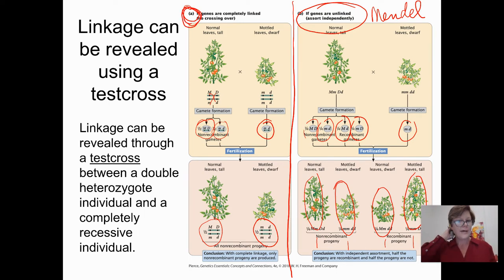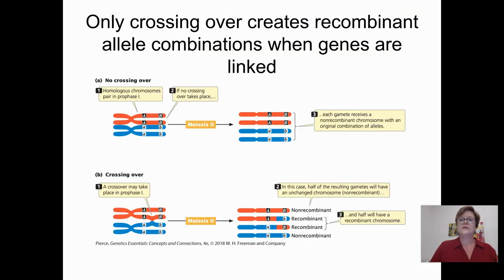Okay. In reality, when genes are linked, you will get something more similar to what we're seeing in part A, but it won't be completely big M, big D, little d, and little m, little d. There will be smaller amounts of the other two types of offspring. So you will see all four groups of offspring, but they won't be in equal amounts. So that's the big difference here compared to what you would see if they were unlinked.